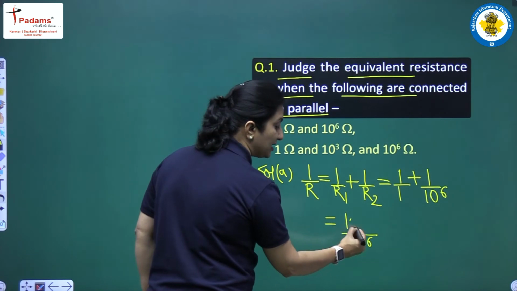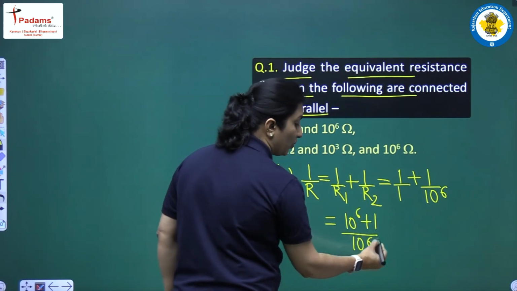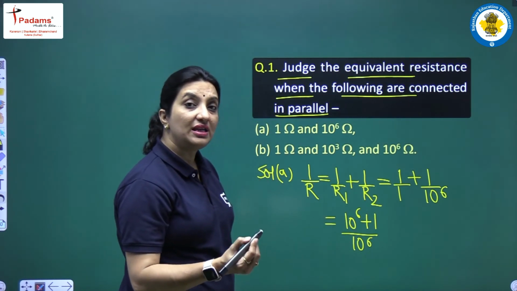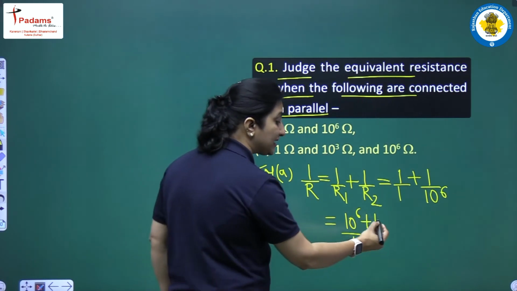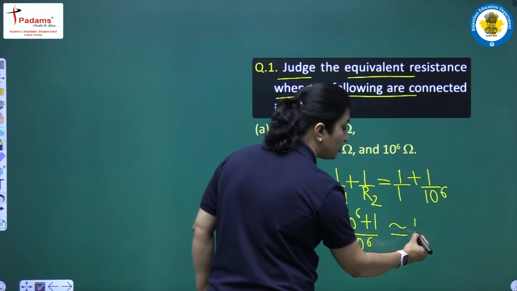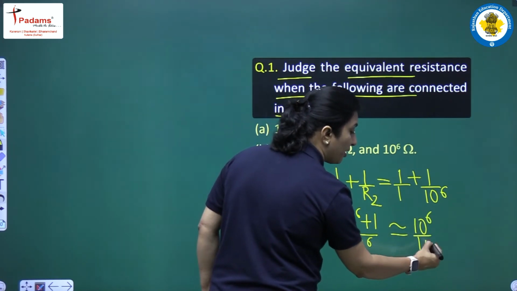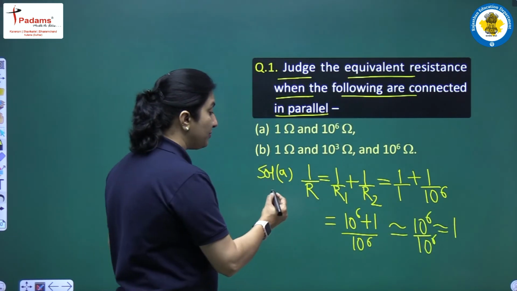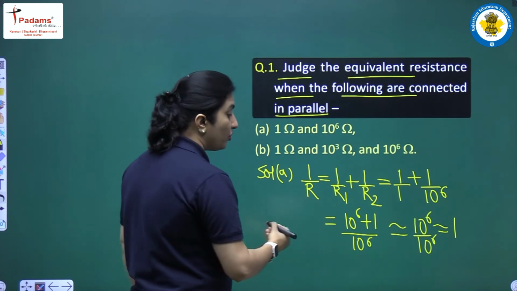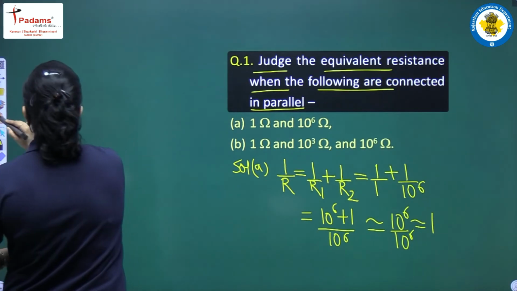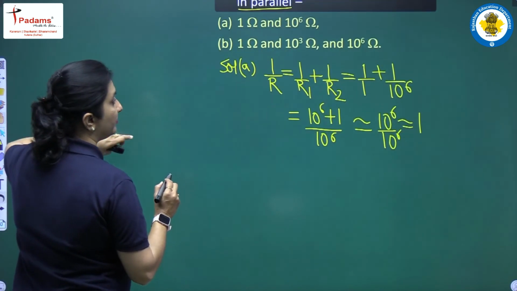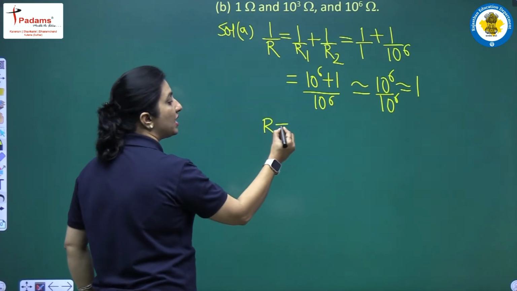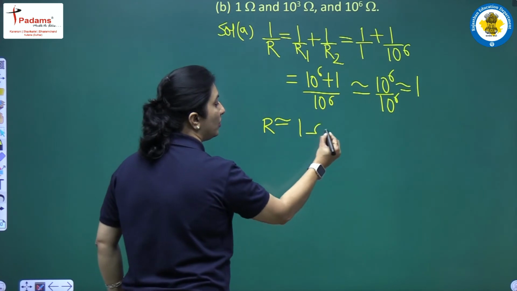So here I will have 10 to the power 6, and here I will have a 1. If 1 is added to 10 to the power 6, then it is nearly equal to 10 to the power 6 only. So this can be taken as nearly equal to 10 to the power 6 upon 10 to the power 6, which is nearly equal to 1. The reciprocal of this will again be 1. So what we see here, students, is that the equivalent resistance comes out to be nearly equal to 1 ohm.